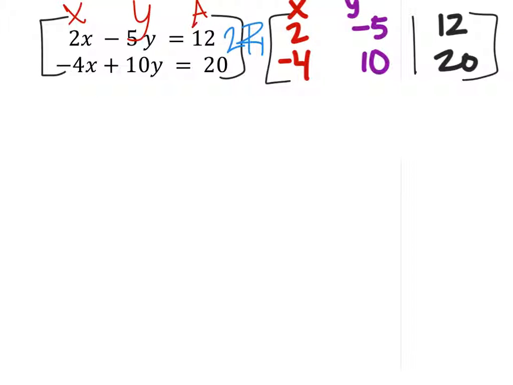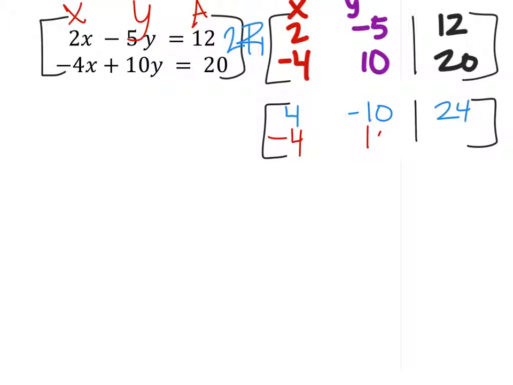Alright, let's go ahead and give ourselves a new matrix here. 2 times 2 is 4, and then 2 times the -5 is a -10, and 2 times the 12, that would be 24 there. Now notice I didn't do anything to the second row though, so it stays the same.